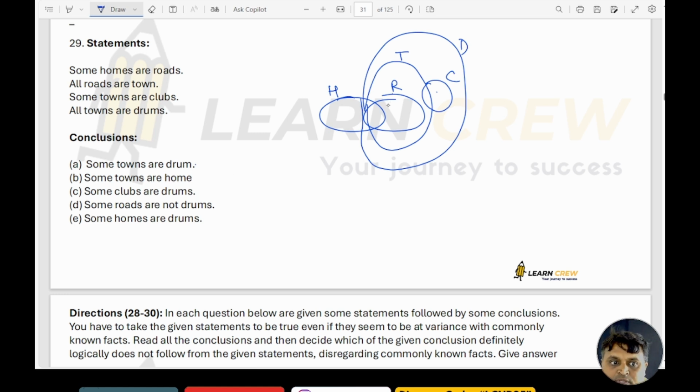Some roads are not drums. Here, all roads are drums, so "some roads are not drums" is wrong. So it is the answer. Some homes are drums. It is also correct. So which does not follow means option D.